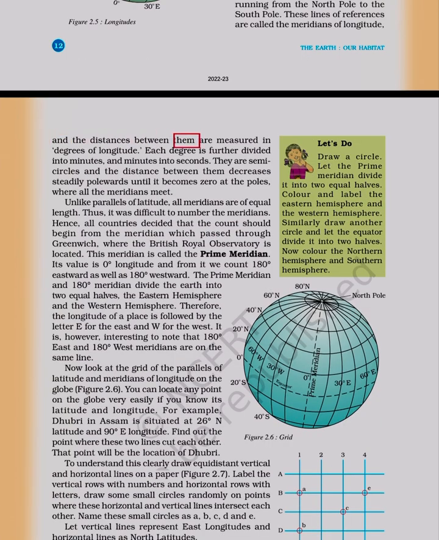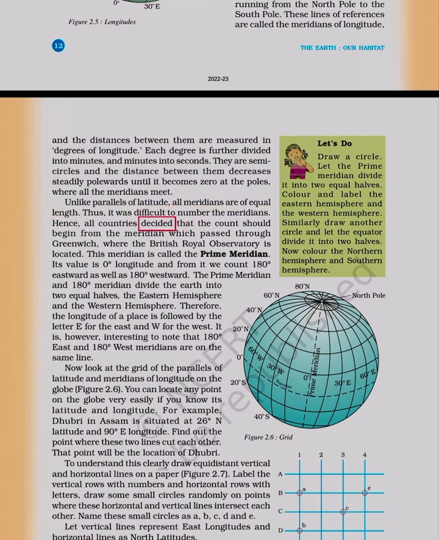The distances between them are measured in degrees of longitude. Each degree is further divided into minutes, and minutes into seconds. They are semicircles and the distance between them decreases steadily polewards until it becomes zero at the poles, where all the meridians meet. Unlike parallels of latitude, all meridians are of equal length. Thus, it was difficult to number the meridians.